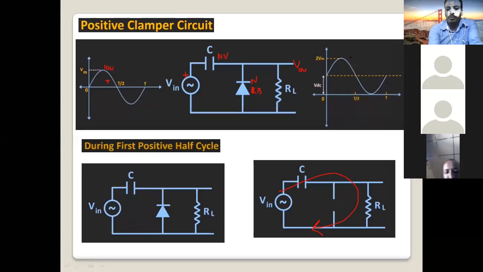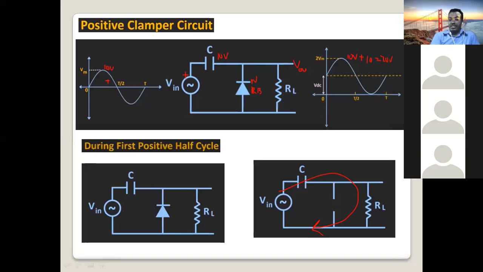So what will be the peak-to-peak voltage at the output? The output will be the input voltage plus the voltage stored in the capacitor. What is the input voltage? 10. So 10 volts from the input plus the voltage stored in the capacitor. How much? It stores the maximum, 10 volts. So 10 plus 10 will be 20 volts at the maximum.